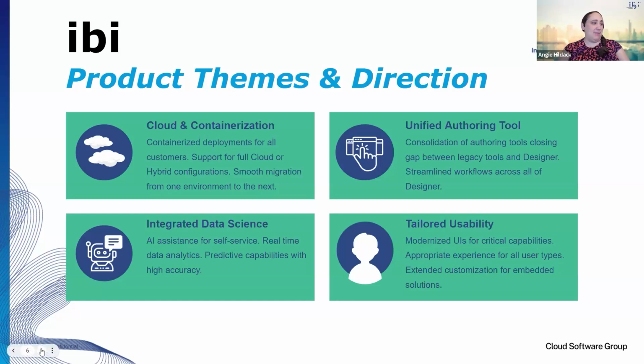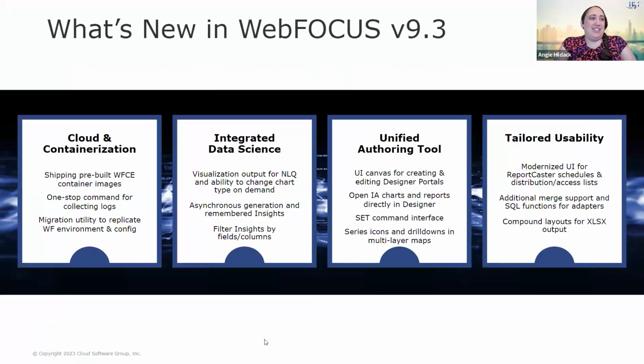So how do those things map out to our features in 9.3? Here is a high-level list of features for 9.3. This is not every single feature. You can take a look at our release notes if you want to see what every single feature we added was. But for some of these themes, what are some of the features in there? I'm going to go over these in a little bit more detail, but just to quickly name off a few of them.